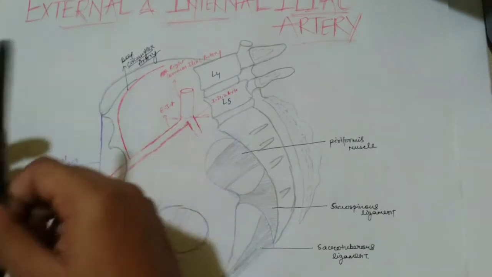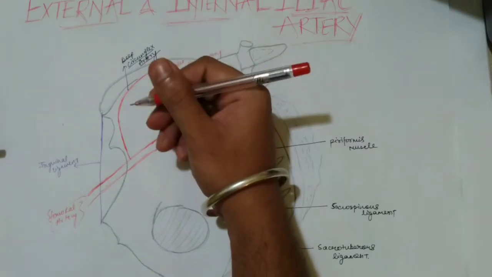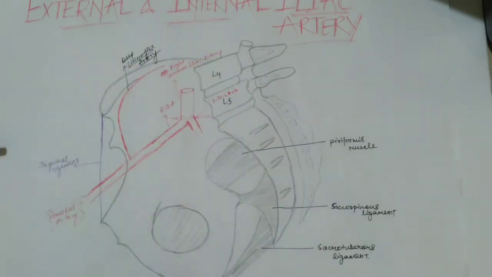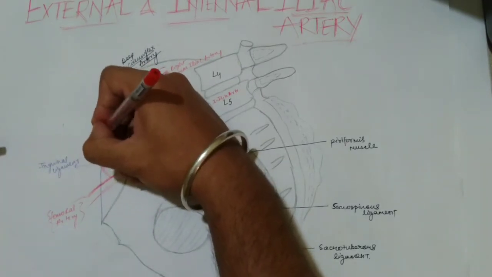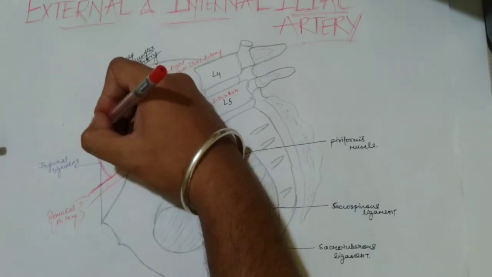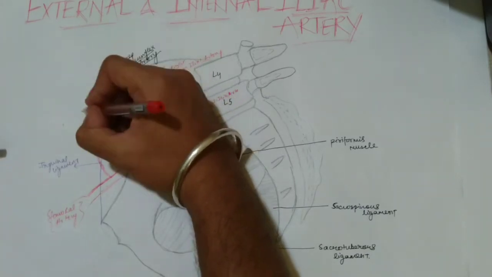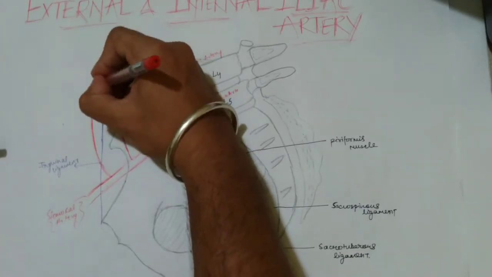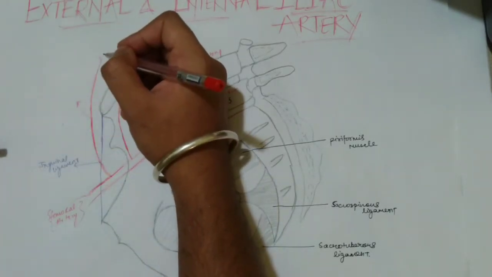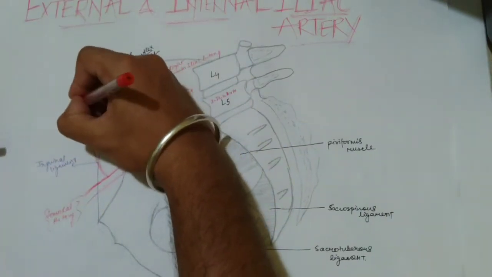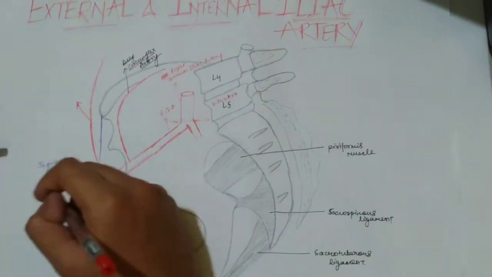Another branch is your inferior epigastric artery. Inferior epigastric artery passes medially and posteriorly, and goes upward like this, also parallel to your inguinal ligament, passing between your transverse fascia, and reaches your rectus abdominis sheath or rectus abdominis muscle, and there it does anastomosis with your superior epigastric artery, which is the continuation of your internal thoracic artery, a direct branch from your thyrocervical trunk.